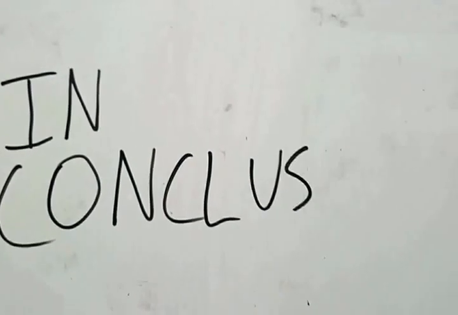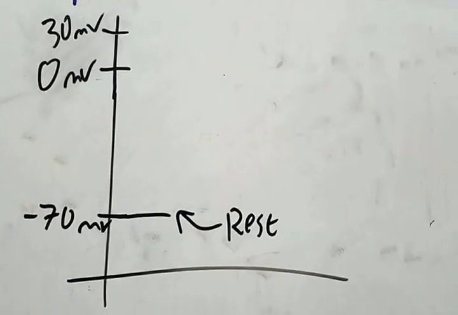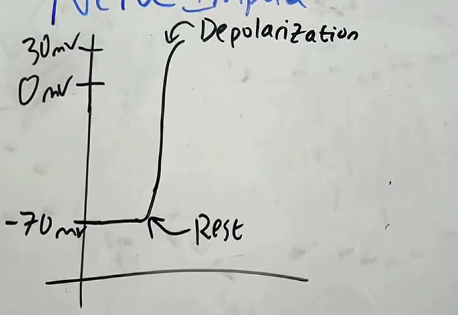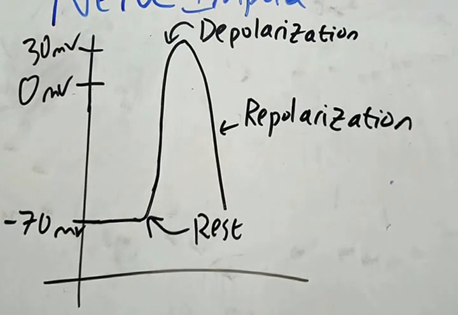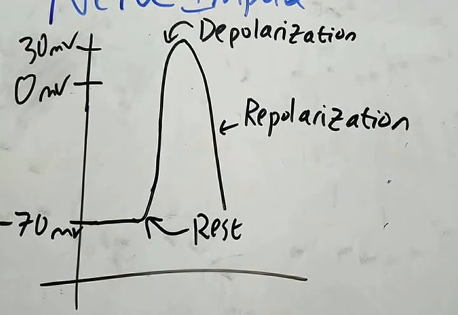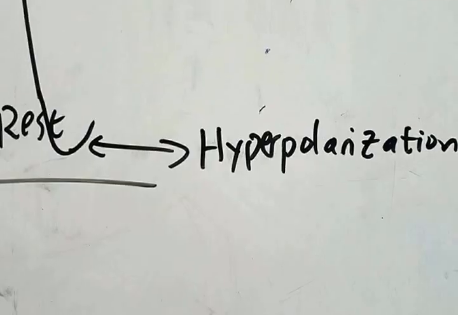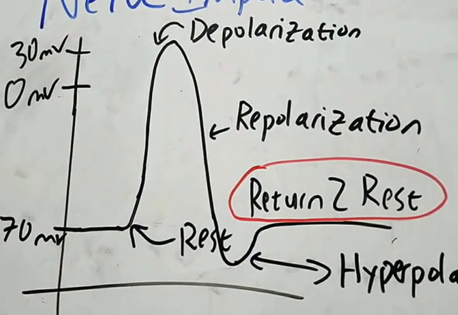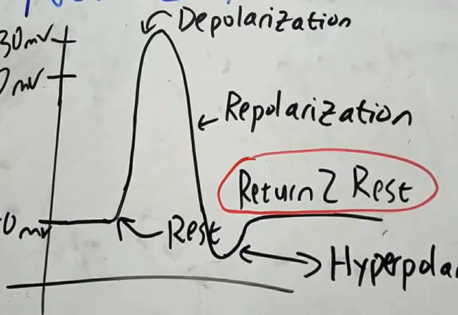So in conclusion, a nerve impulse goes through several stages in its pretty short lifespan, starting at negative 70 millivolts at rest, gaining sodium ions to reach 30 millivolts in depolarization, losing potassium ions to go back to negative 70 millivolts in repolarization, losing some more potassium in hyperpolarization, before finally going back to negative 70 millivolts when returning to rest.